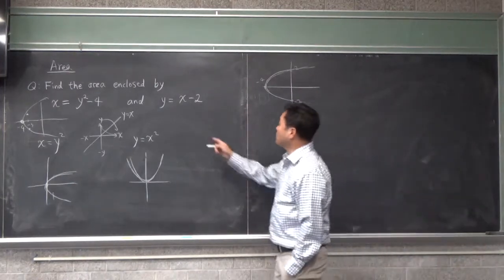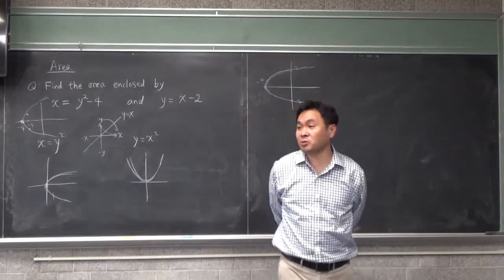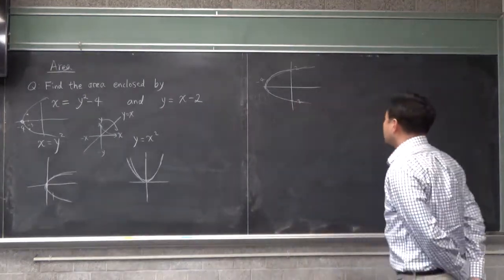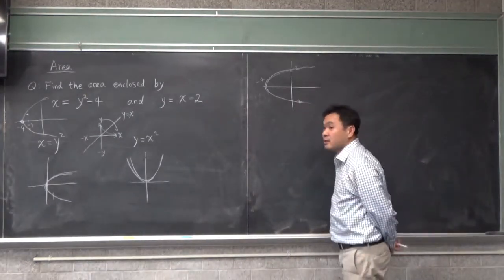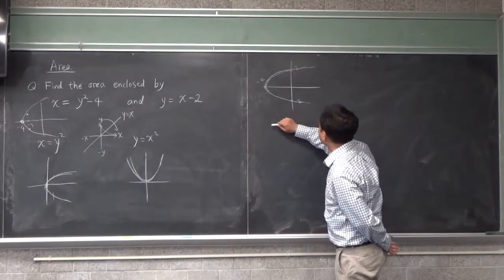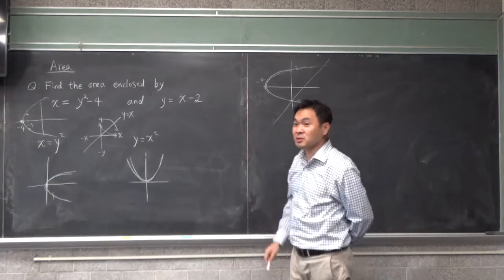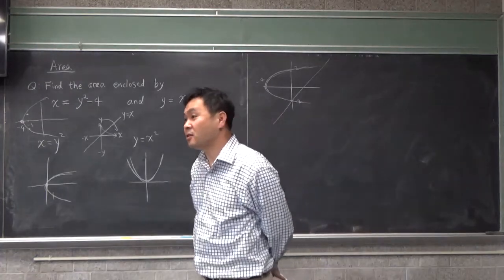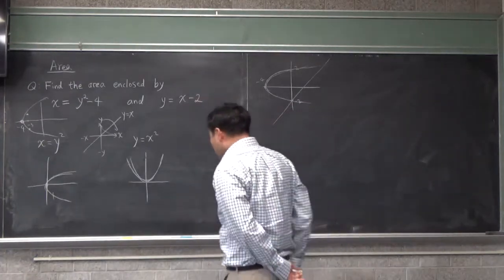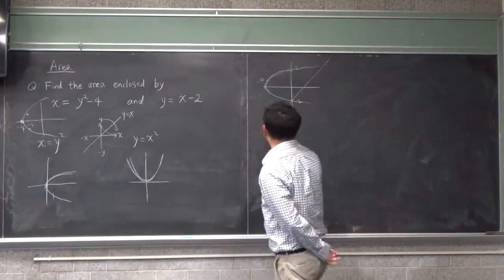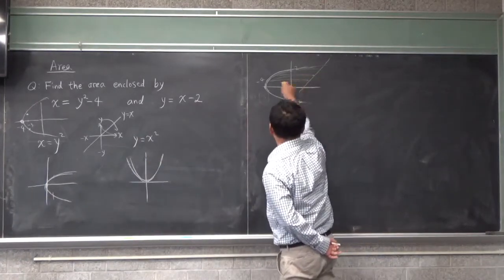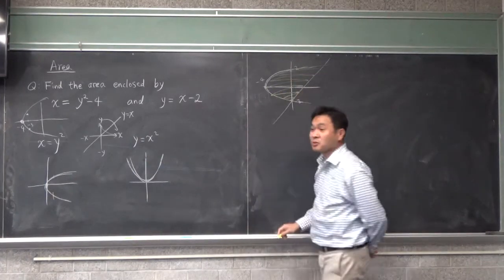Okay, what about this one? y equals x minus 2. What is that? That's a straight line, right? It's like this. So it's going to meet somewhere. And therefore, where is the enclosed area? Right here. This is the enclosed area.